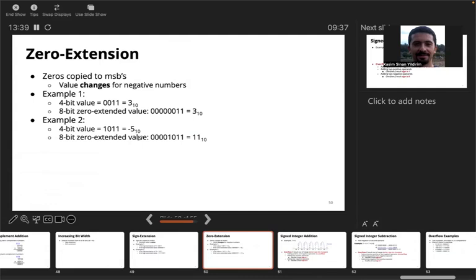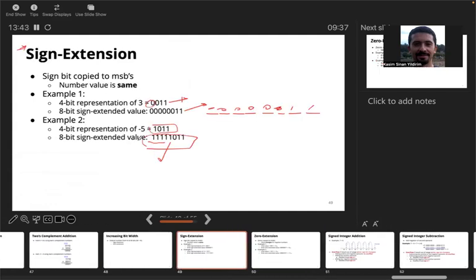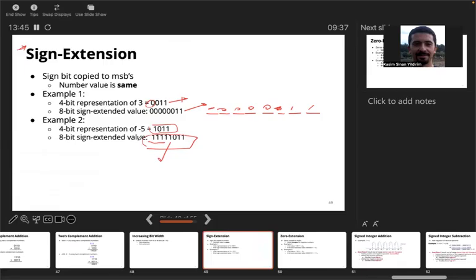But for now, we might omit this part, and we will just focus on sign extension. To create longer numbers, we will definitely use sign extension so that the value of the number will not change. Okay, full stop.